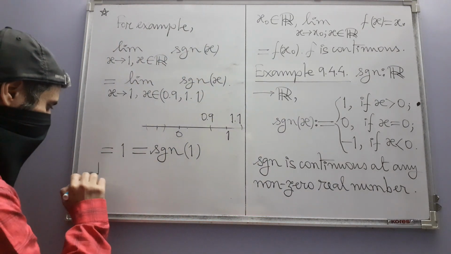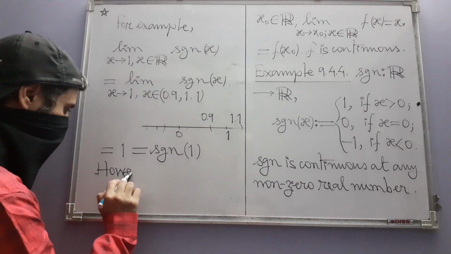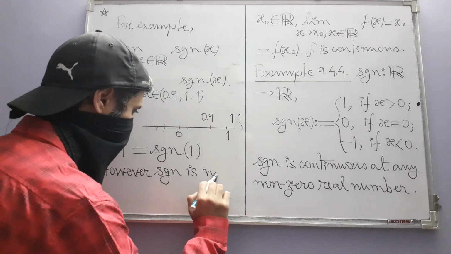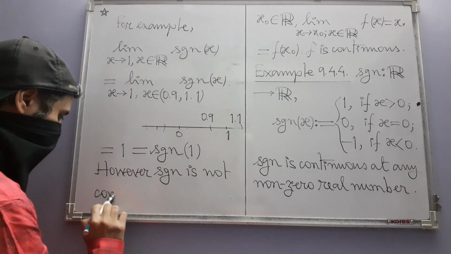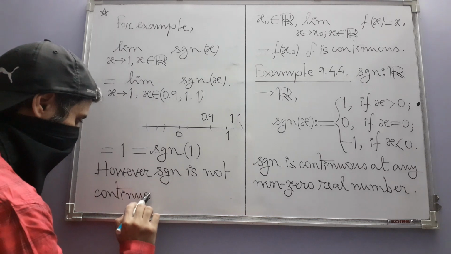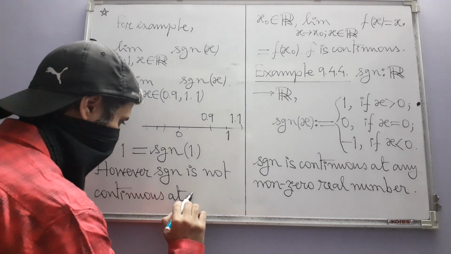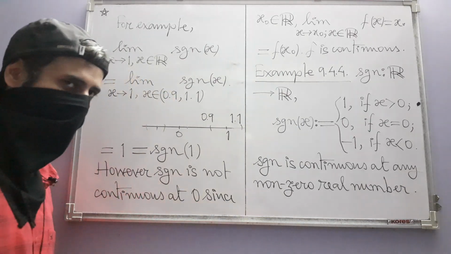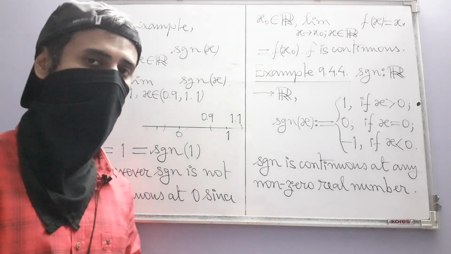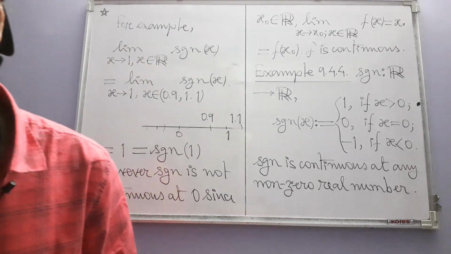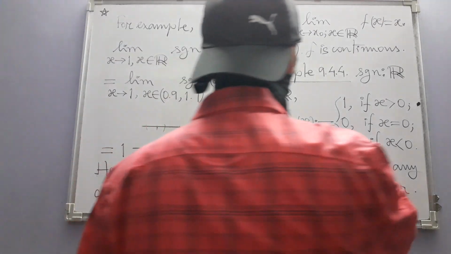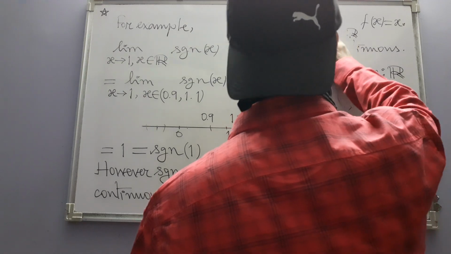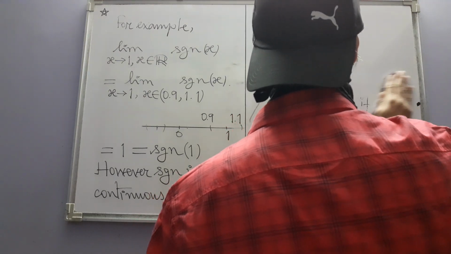However, sgn is not continuous, or discontinuous, at 0. And we also know the reason for this. It's because the limit of sgn at 0 does not exist at all. We have seen how in the section on limits of functions. So if the limit fails to exist, then no question of continuity.